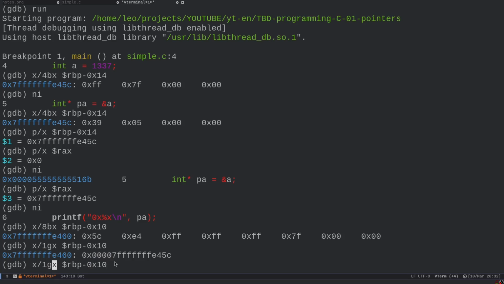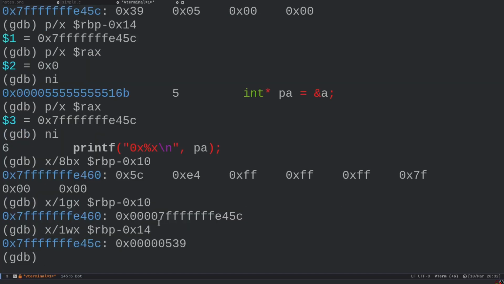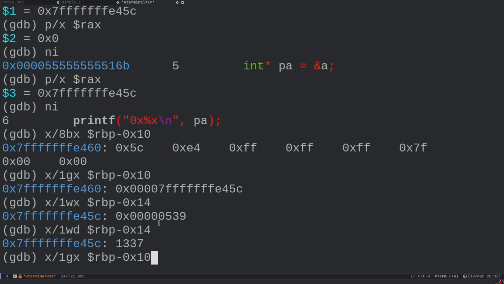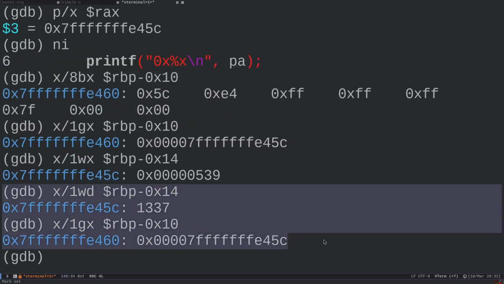If we check RBP minus 0x14, here we have all the stuff that matters. So actually, let's print it in decimal, and let's print the address of that variable. Just focus on the last two. The first line represents a direct variable. So in the direct variable, we have a variable that holds a specific value. The second line represents a pointer. What is a pointer? It is a variable whose content is the address of another variable.